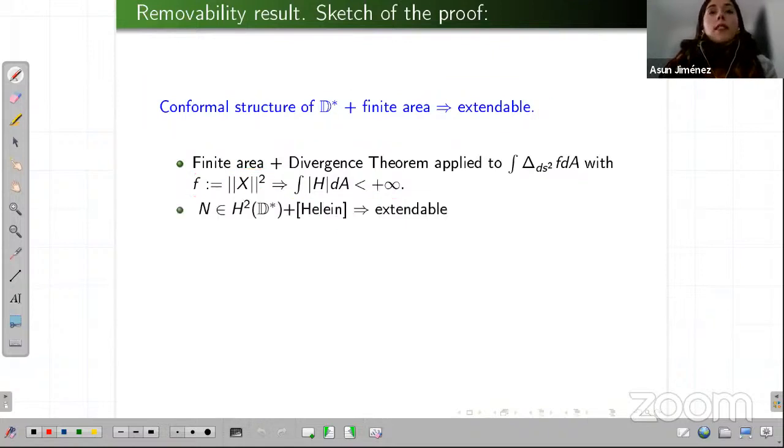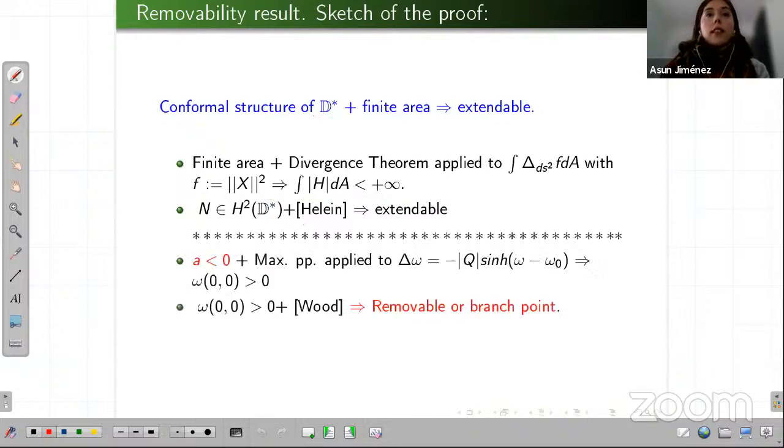Okay. Once you have finite total curvature, this inequality here implies that the Gauss map of your surface belongs to the Sobolev space. I am now assuming that the conformal structure is of a punctured disk. Then a result about harmonic maps into the sphere by Hélein implies that the surface is in fact extendable, that N in fact extends smoothly across the singularity. So as you have a representation in terms of N, X also extends smoothly across the singularity.